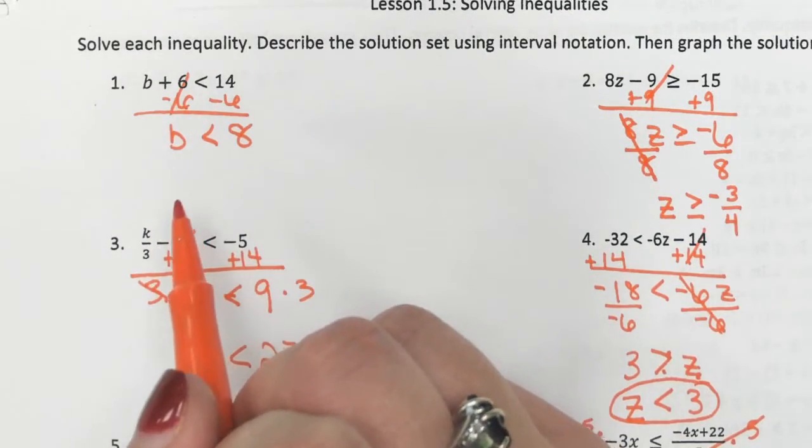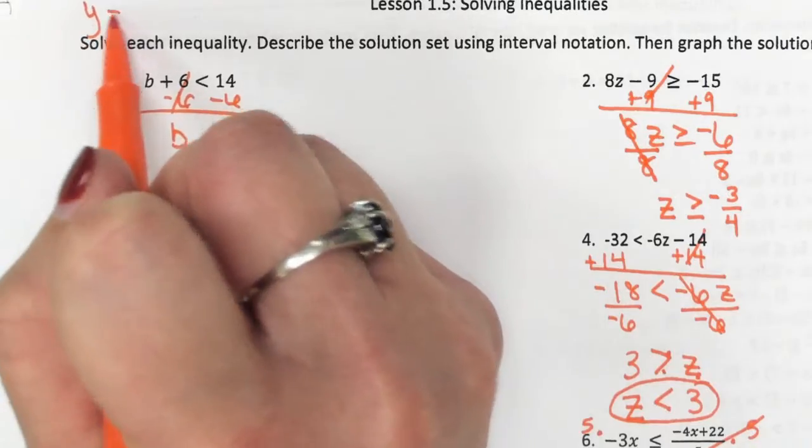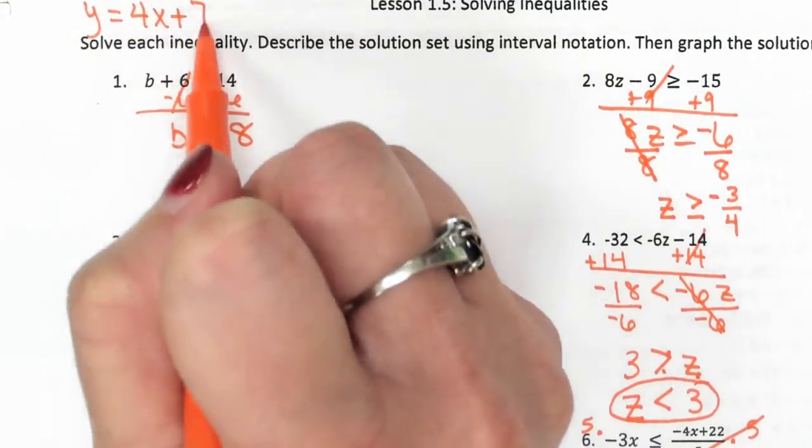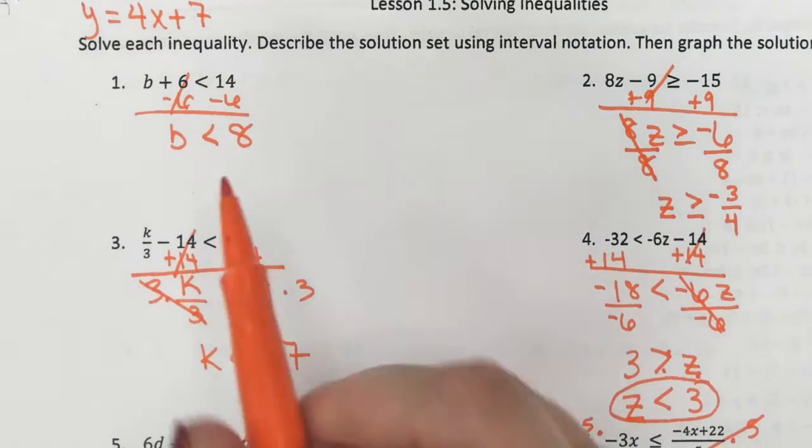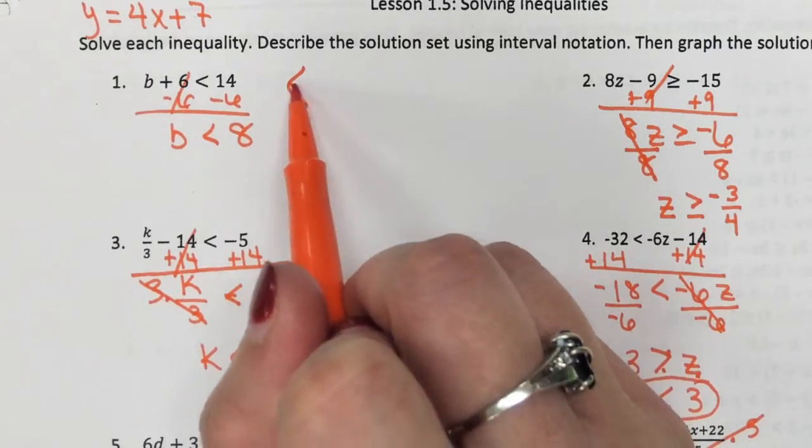Y'all are thinking about, look, y equals 4x plus 7. How many letters are there? 2. So how many axes are you going to have? 2. Okay, does that make sense? Well, what if you have 3 letters? Do 3 letters? Yes, you can.